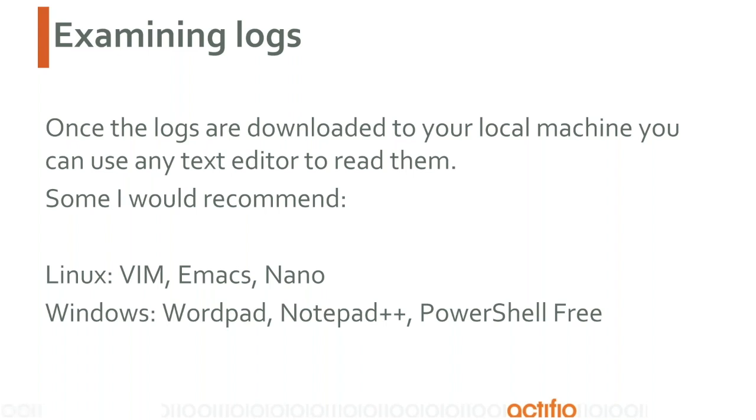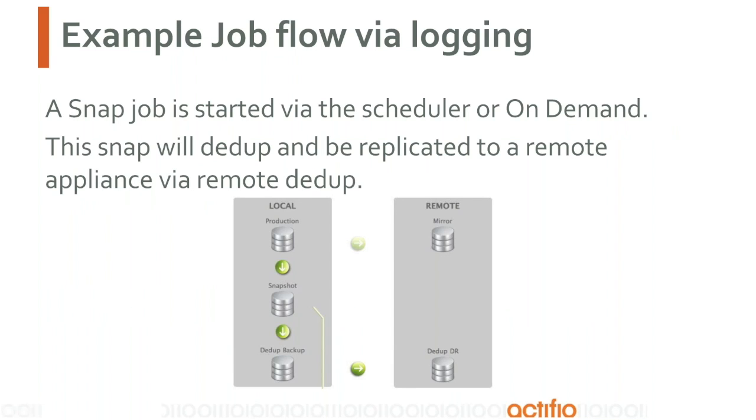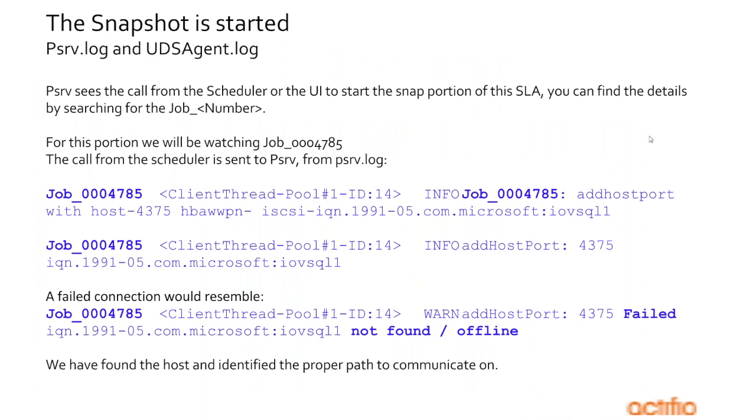Okay, so the image that we're going to follow today is going to be an image that I started via an on-demand job. And it also is going to go through dedupe and then through remote dedupe. So we've asked for a job. pserv sees the call from the scheduler or the UI, because in this case, I did in fact click on demand, and it starts to kick off the mechanisms that I described in that 9-square slide, where we're talking to the UDS agent, we're talking to OMD, we're talking to UDP.